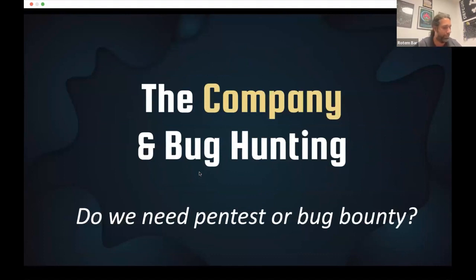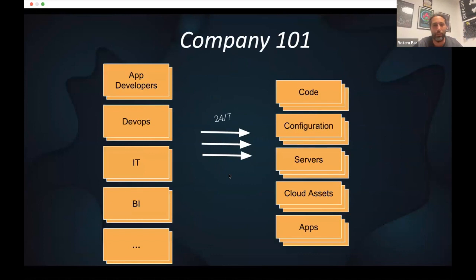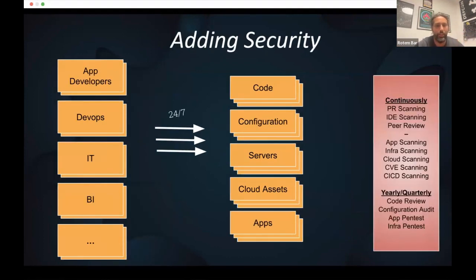So if I look at bug bounty and bug hunters from the company's side, the big question is: do we need pen test or do we need bug bounty? I'm talking about a 101 of a company. You have app developers, DevOps, IT, BI, and other people, all of these fabulous people. You also have AI agents now, and all of them are 24/7 pushing stuff into your production environments. They are pushing code, configuration, servers, cloud assets, apps, applications, developing features. They're doing lots of work always just to make the company work. And we want to add security to this area.